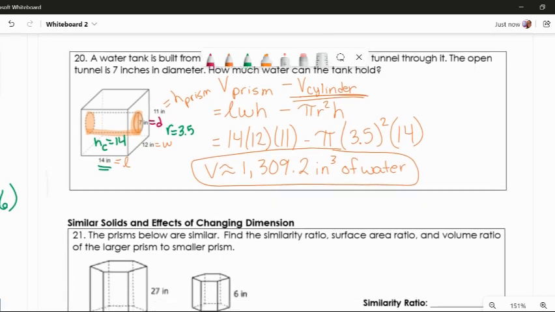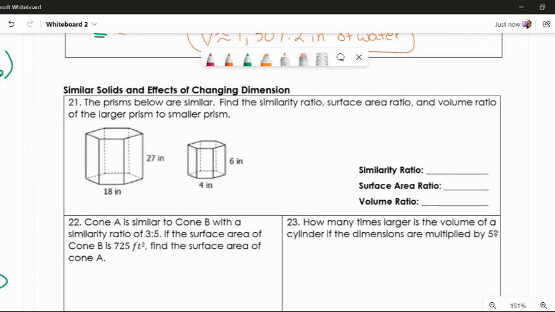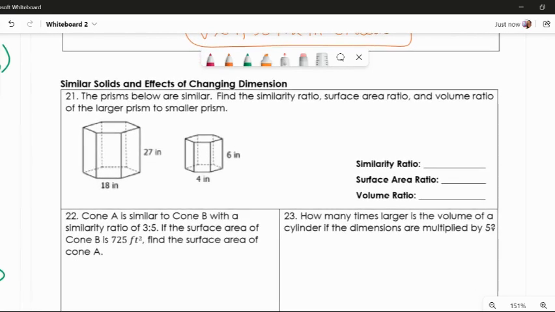Now let's move on to the last topic that we reviewed, and that's the similarity ratios. These problems always show up on the ACT and the SAT. They're important ideas, good to understand. So let's take a look. It says the prisms below are similar. We know that they're similar.